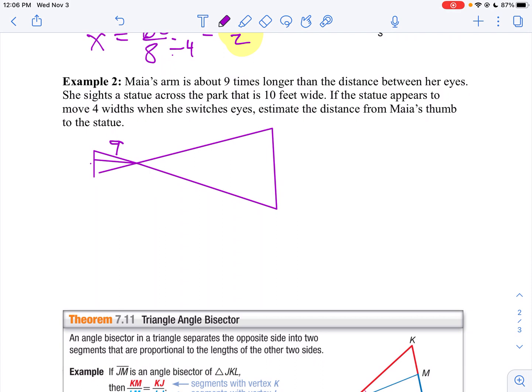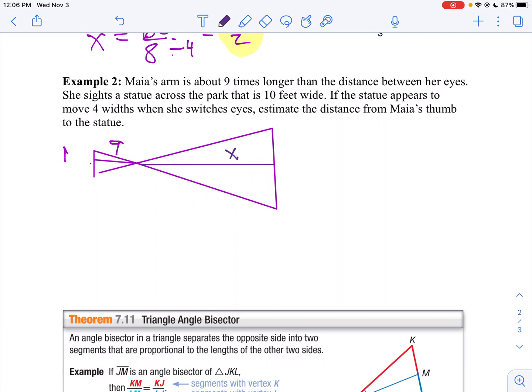So I'll call this, like, x, for example. Or 1 maybe. 1 might be a better way to look at this rather than x, because I'm actually looking for, I'm going to call the x the distance to the statue. That's going to be my x.